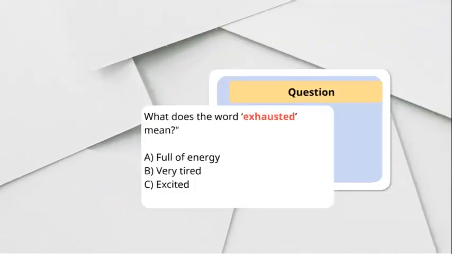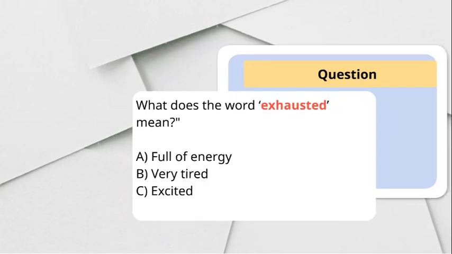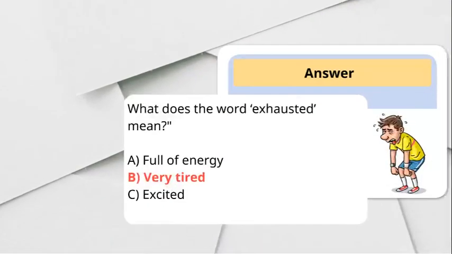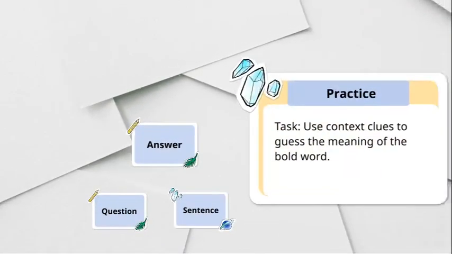So I'll give you the options here. You can guess what the meaning is: full of energy, very tired, or excited. What will happen when you run for a long time, when you participate in a race? You will be full of energy, or you will be very tired, or you'll be excited. What's your answer? If it is very tired, then your guess is right. So that's how you use the sentence as a whole to guess the meaning of the words.